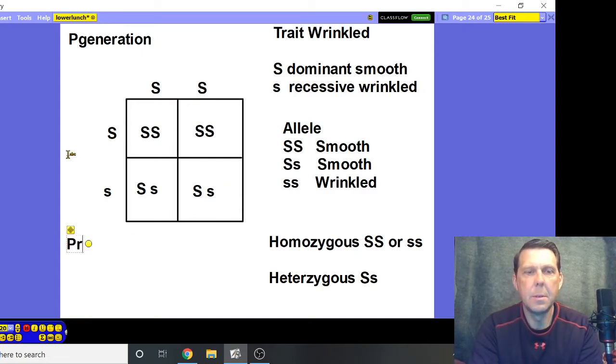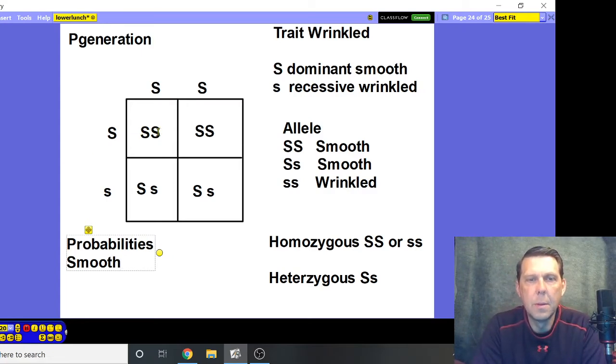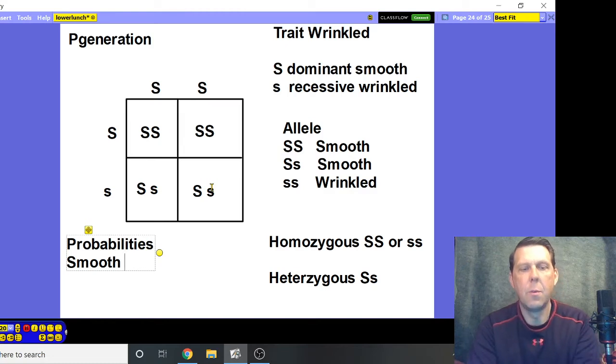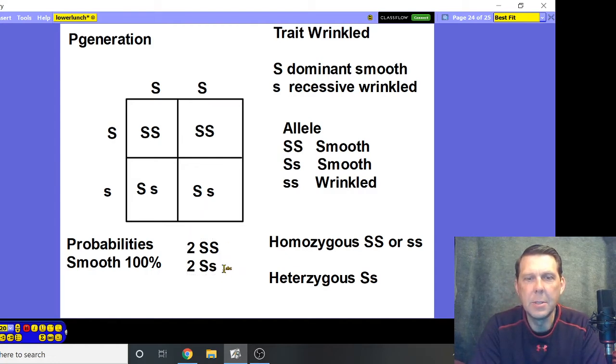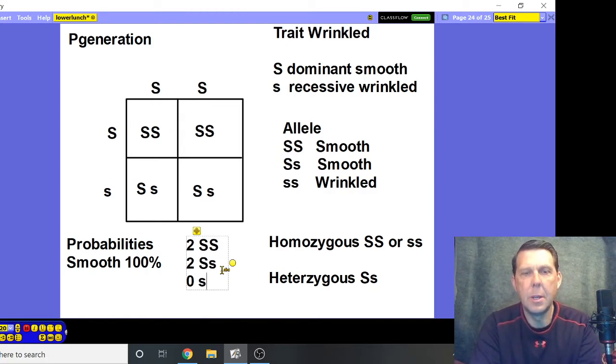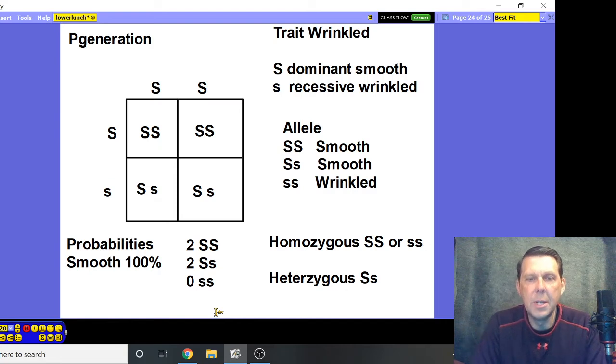So let's break down our probabilities. What's the probability of being smooth? Well, smooth, smooth, smooth, smooth. So it is 4 out of 4. So smooth is 100%. Why? Because there are 2 of them that are SS and 2 that are a hybrid or heterozygous, but they're both going to be smooth. And we have 0 blocks that are ss. So there's a 0% chance you're going to have a wrinkled pod if you cross these 2 plants.